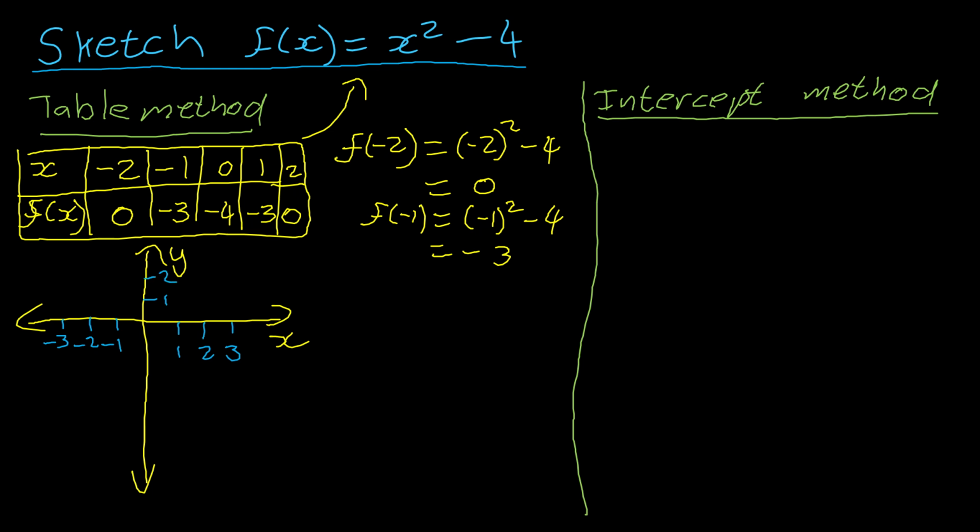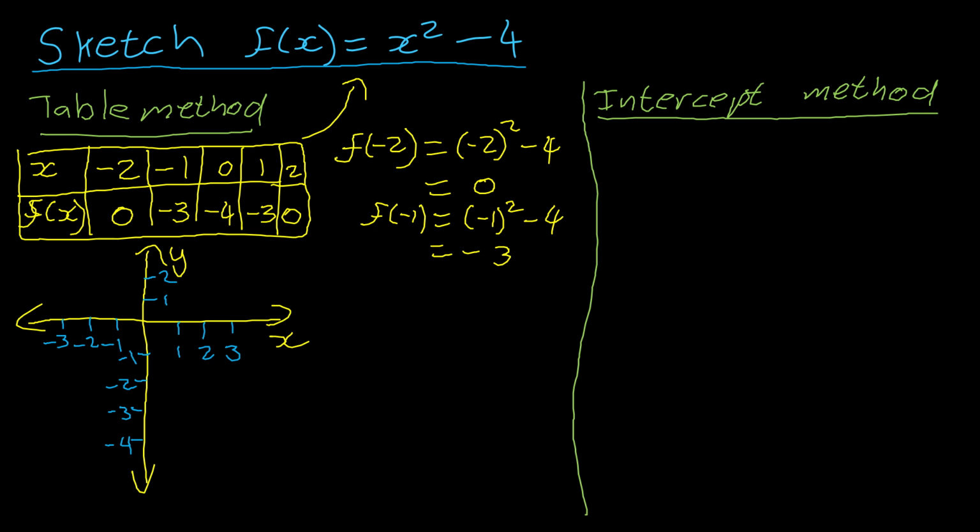So I'm going to go up to 2 on my y-axis. And in my y values, the smallest one is minus 4. So I'm going to go all the way down to minus 4. From there, I'm going to plot my points.